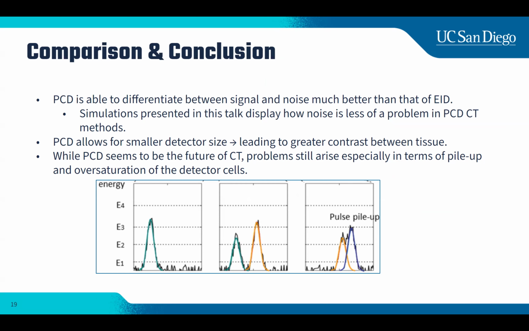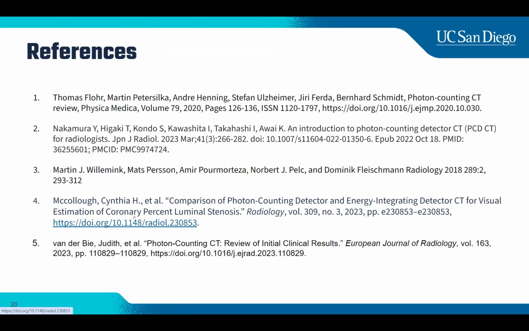as talked to in Michael's slides, especially in terms of pileup, where if you have two photons right next to each other on the detector array, some aliasing can happen where it's very difficult to actually count those photons. It's very difficult to see what is one photon energy versus what is another. And of course, this can lead to oversaturation of detector cells, which is what stunted PCD research for a while. These are my references that I've used.